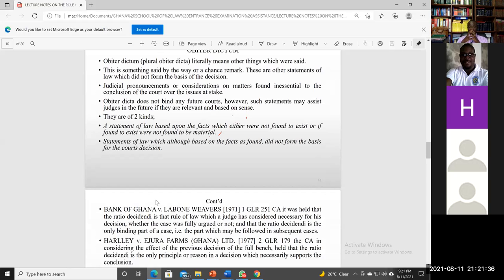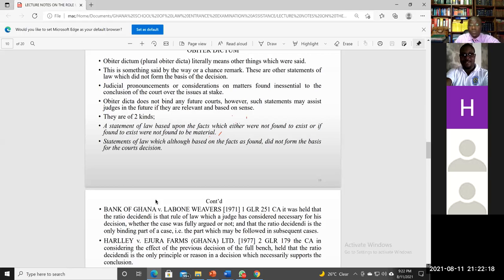So we could say that obiter dicta is of two kinds. First, we have a statement of law based on facts which either were not found to exist, or, found to exist, were not found to be material. In other words, the court could have said certain things that if this had been present in this case, then the position of the law would have been that. So what that means is that the court did not find certain facts present, and for that matter, what it said the position of the law would have been is not really relevant to the case. And that will be obiter dictum, as it were.